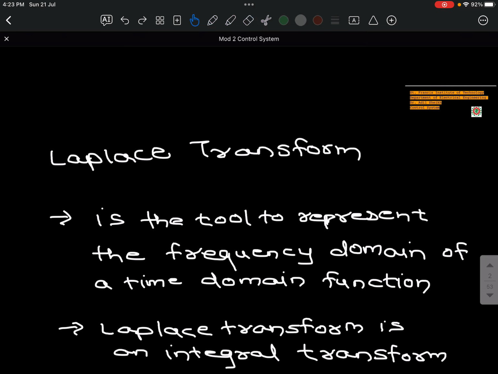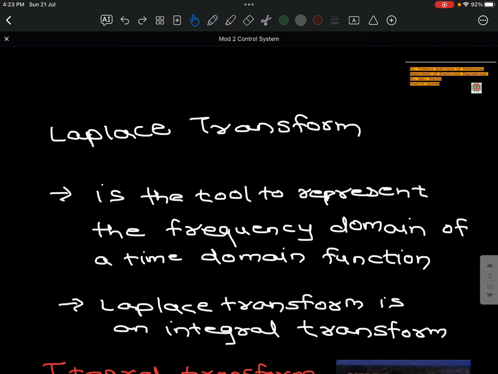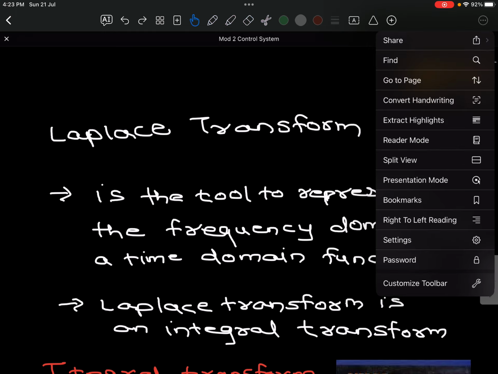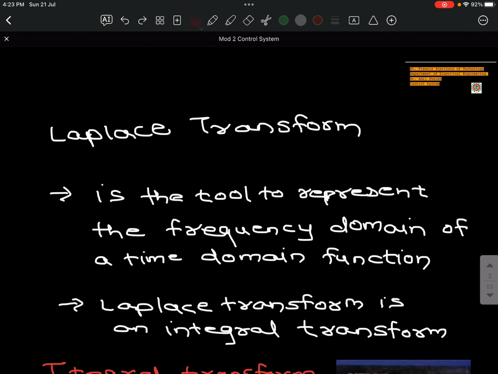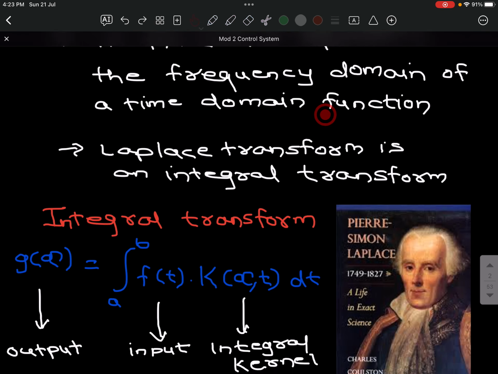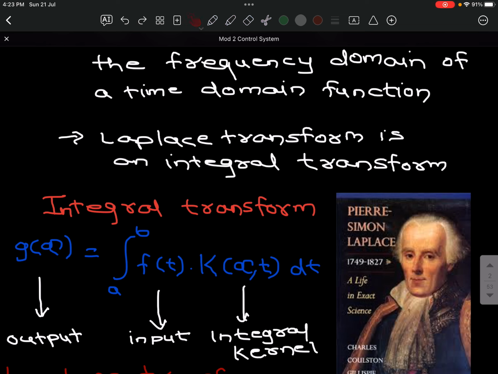Now Laplace transform actually originated with the help of an integral transform. Now how does the integral transform look? So your integral transform looks like this, where you have g of alpha is equal to integration a to b f of t into k of alpha comma t dt, where g of alpha represents the output, f of t represents the input, and the relation between output and input is given by an integral kernel.